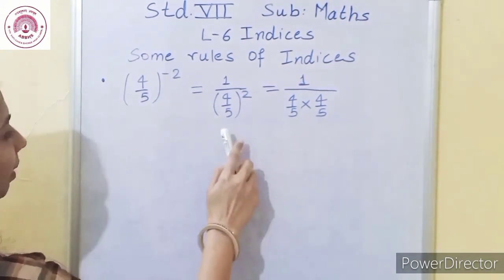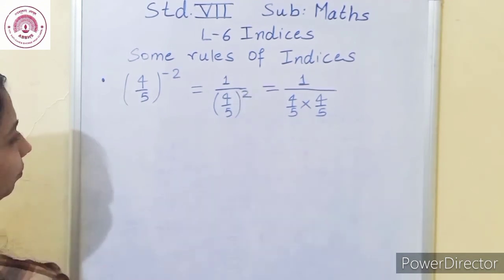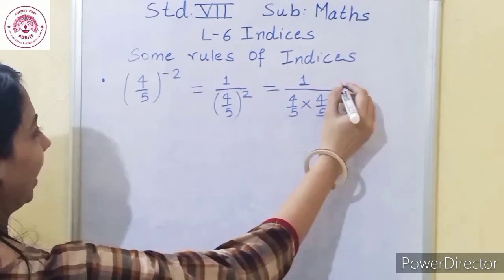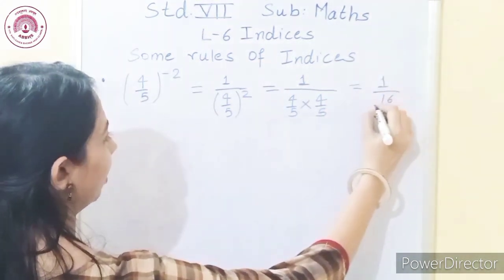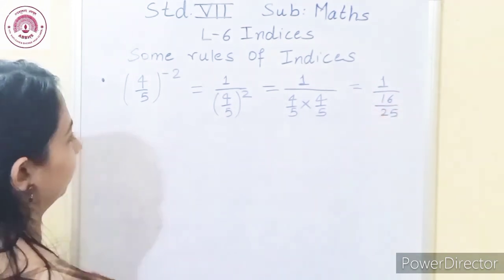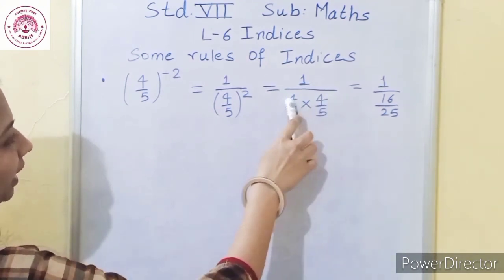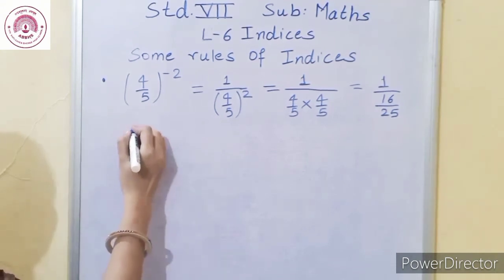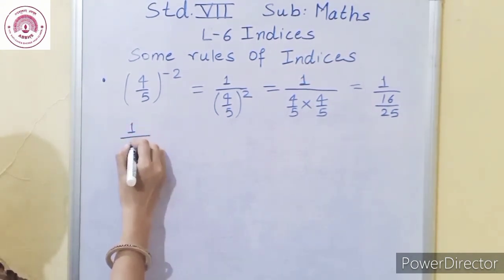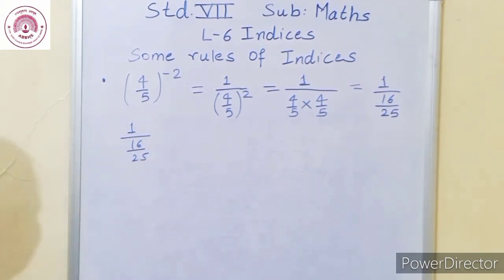This is the multiplication form of 4 by 5 raised to the power 2. And this is equal to 1 upon 16 upon 25. We have simply multiplied the numerators and the denominators. Now, 1 upon 16 upon 25 is in the form of division of two fractions.